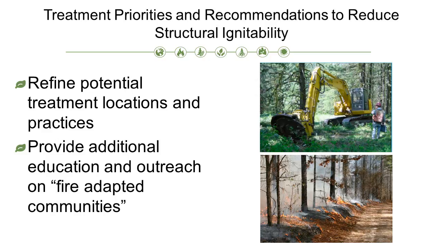There's really two components to the Community Wildfire Protection Plan. One is the treatment locations and practices that can be implemented to protect communities. And then we'll be doing additional education and outreach on things such as structural ignitability, defensible space, and evacuation routes to help the communities be prepared for wildfire in the event that it occurs.